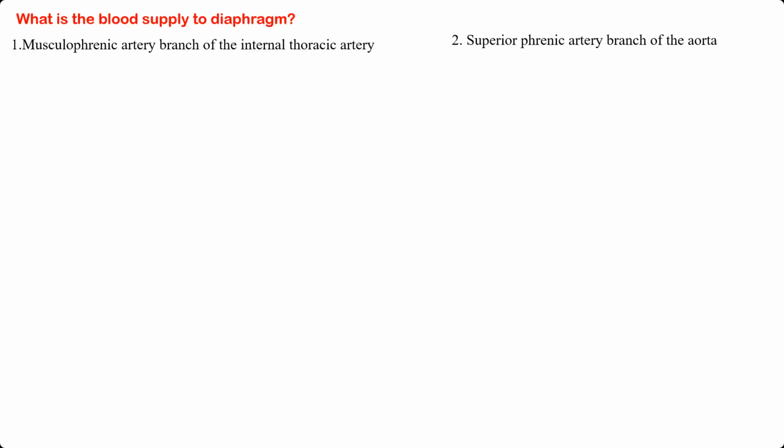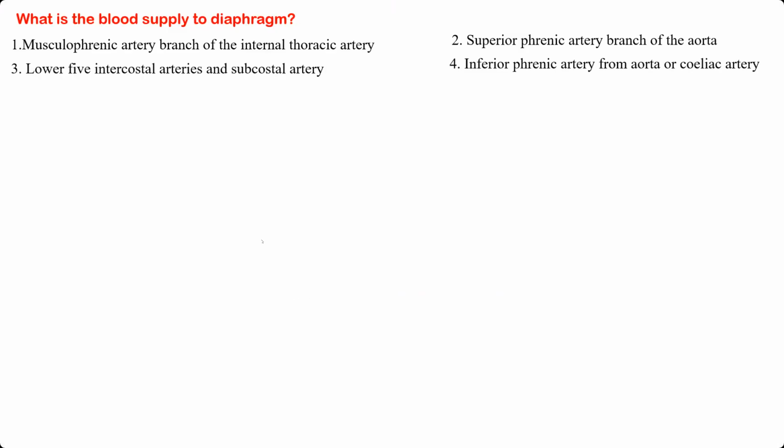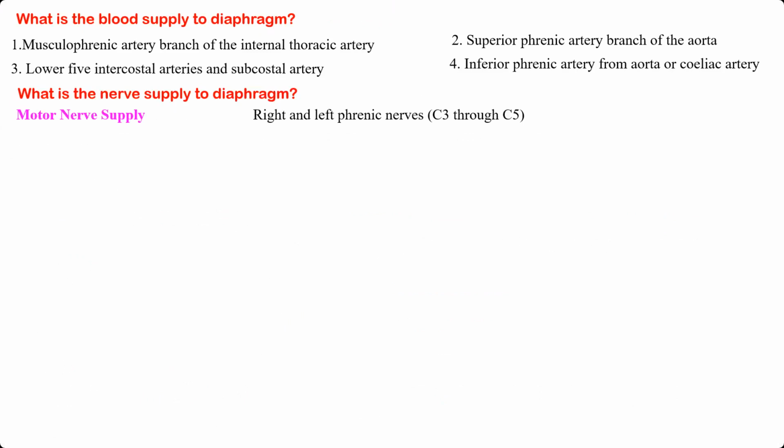And what is the blood supply to the diaphragm? Musculophrenic artery, a branch of internal thoracic artery, superior phrenic artery, a branch of aorta, and lower 5 intercostal arteries and subcostal arteries, inferior phrenic artery. Nerve supply of the diaphragm, which is the major supply. Phrenic nerve, sir. Phrenic for motor, okay, and also some sensory is there.